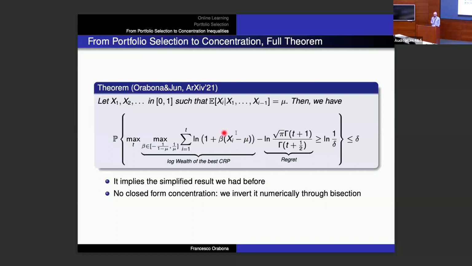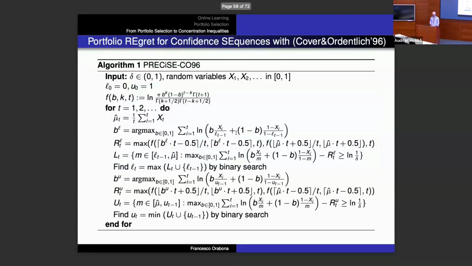Now, it might seem that this is a hard problem, because it might be a non-convex problem, very difficult to solve. But it turns out that we can show that the set of all the mu that satisfy the opposite of this inequality is an interval. So you just have to find one extreme and the other, and you can just use binary search. Binary search for one extreme, binary search for the other extreme, and that's it. And so the final algorithm is this one. It's very ugly, I know, but I just want to show you that it's not insane. This is implementable, and in fact, the code is on my website. And we call it precise portfolio regret for confidence sequence, based on the algorithm of Cover.